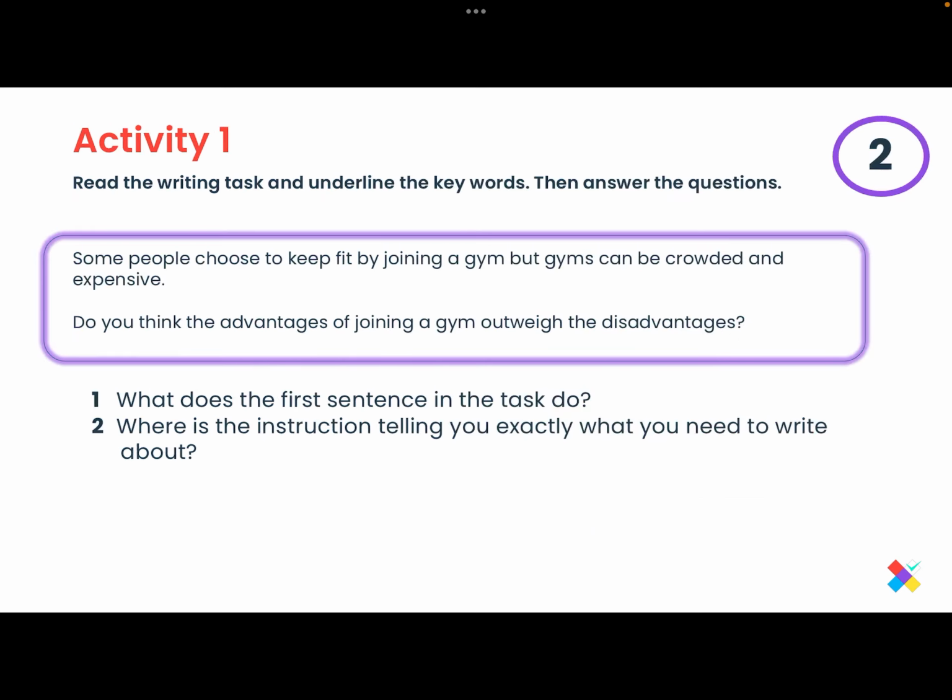All right, moving on with the first activity, as you're used to, I would like you to read the writing task very carefully and underline the keywords. And after that, to answer the questions below. So you've got 2 minutes for this activity, 1 minute to read the task and to underline the keywords, and another minute for you to answer the questions. All right, 2 minutes.